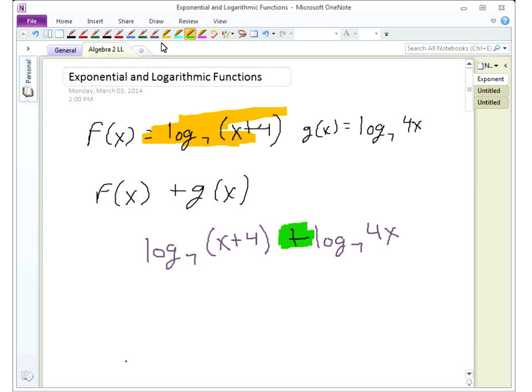This one was adding, so we can actually use our properties of logs here. Properties of logs tell us we can combine these two logs into one log. When we're adding the logs, we simply multiply the arguments. So I can write this as log base 7 of 4x times x plus 4. And then you can actually simplify that.